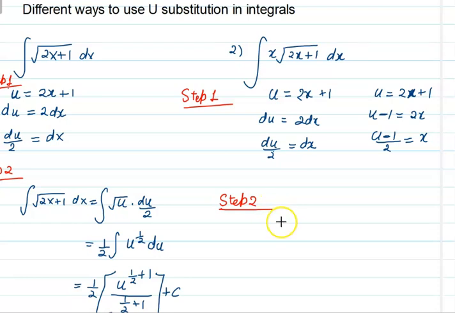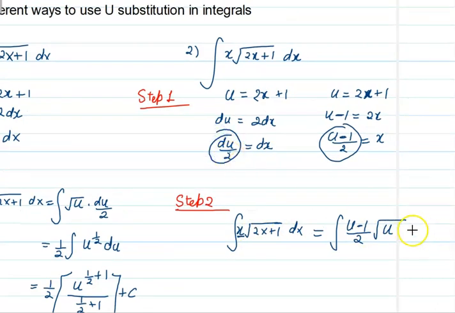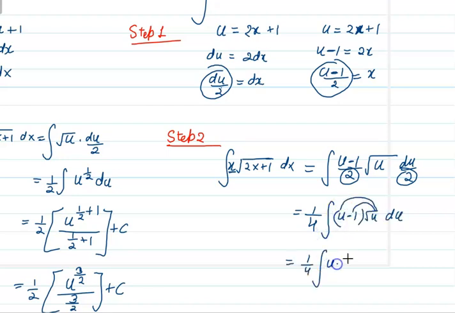For the next step, we are going to rewrite the given expression in terms of u. x can be replaced with u minus 1 over 2. The square root part can be written as square root of u. dx can be replaced with du over 2. We simplify it further. This constant 2 and 2 get outside. So we get 1 over 4 outside the integral. We are going to simplify it further. It becomes u times square root u minus square root u du.